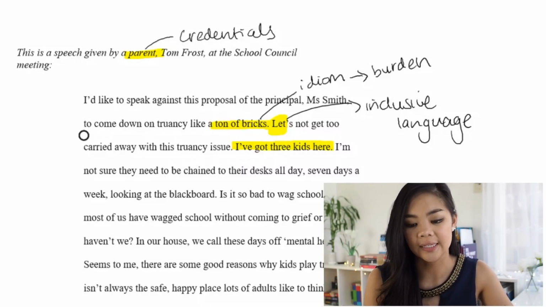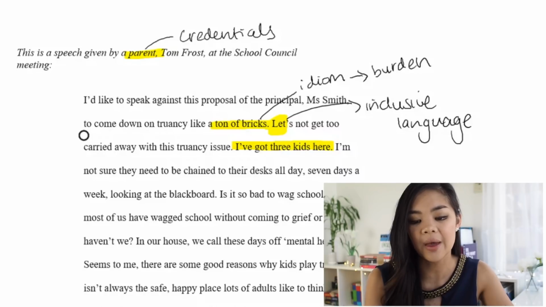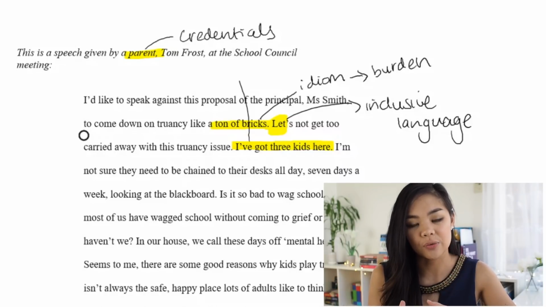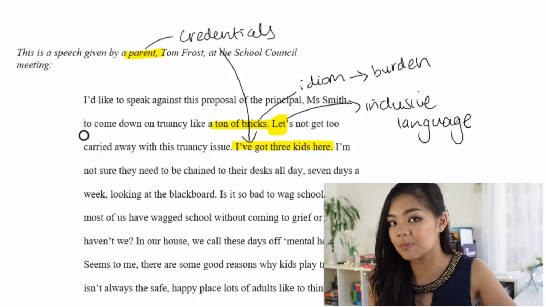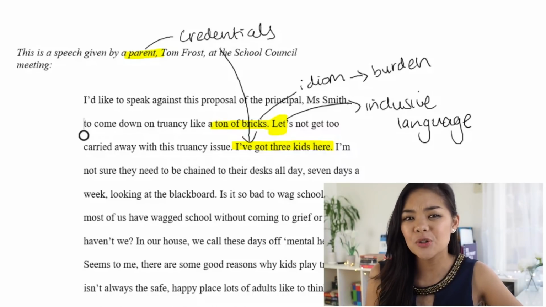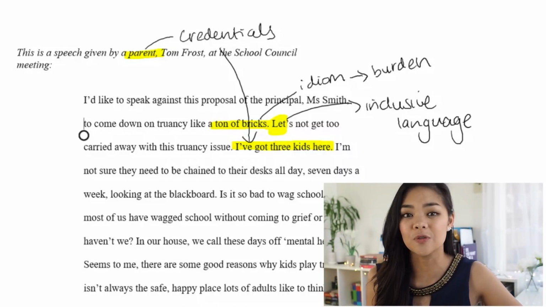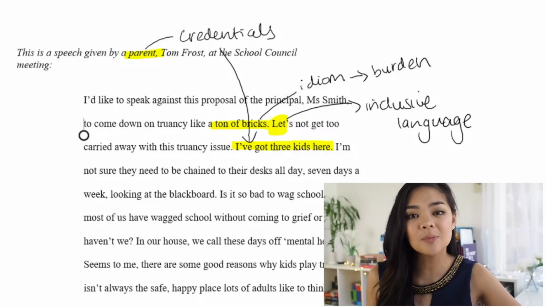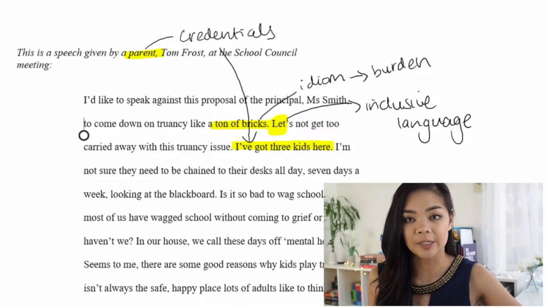To add on to the sense that there is quite a bit of credibility, he says, I've got 3 kids here. So I believe that that compounds his credentials, his authority in this matter. So as a parent, he should know what's good and what's not so good for his children, unlike the principal, who is just an authoritative figure.